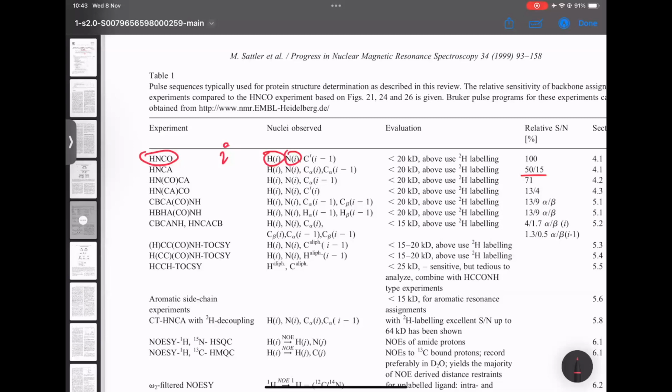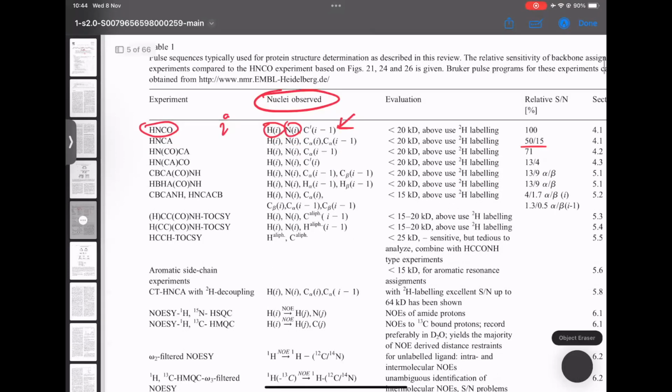If you have a polymer, you have multiple residues that are present. If a general index I is given for a given residue, I minus 1 indicates the preceding residue, I plus 1 indicates the succeeding residue. Make sense? And what this is trying to tell you, the nuclei that is being observed, is that if you correlate the amide proton to amide nitrogen of the ith residue, the carbonyl of the preceding residue is what is observed at the frequency level.